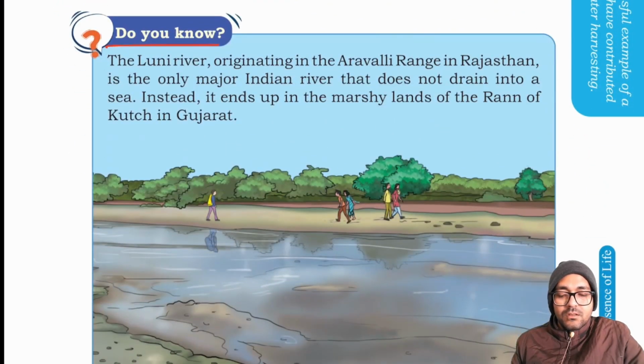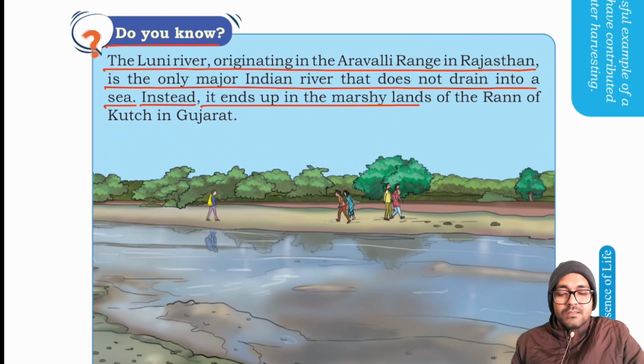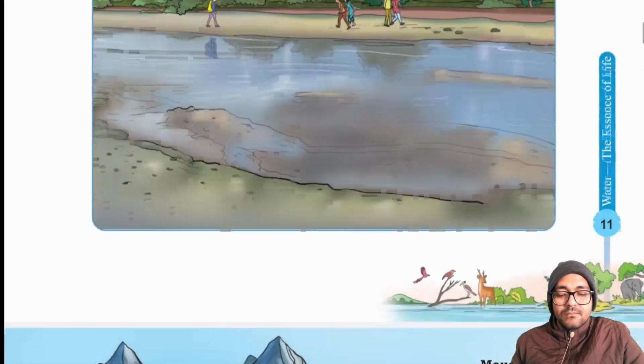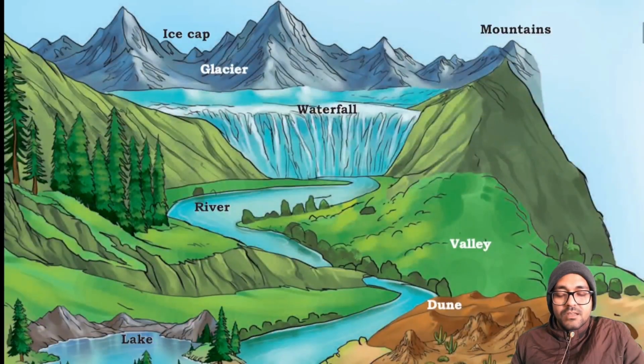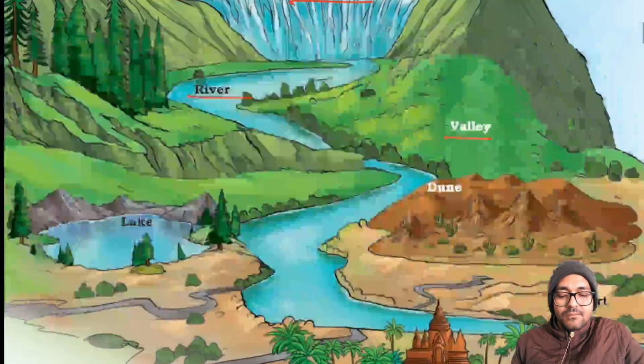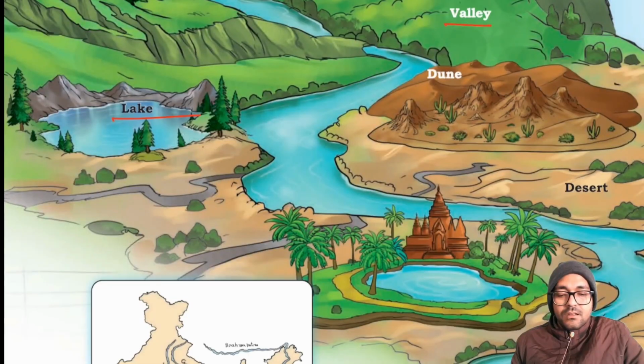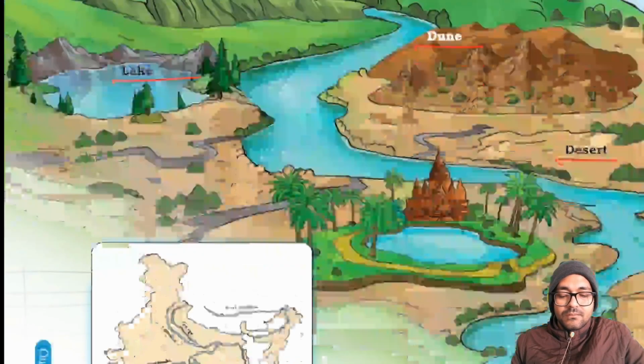Do you know? The Luni River originating in the Aravalli Range in Rajasthan is the only major Indian river that does not drain into a sea. Instead, it ends up in the marshy lands of the Rann of Kutch in Gujarat. You can see various physical features here, such as ice cap, glacier, mountains, waterfall, river, valley, lake, dune, desert.